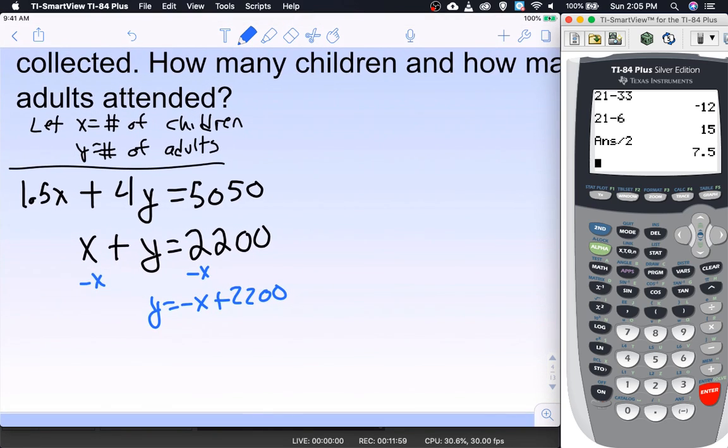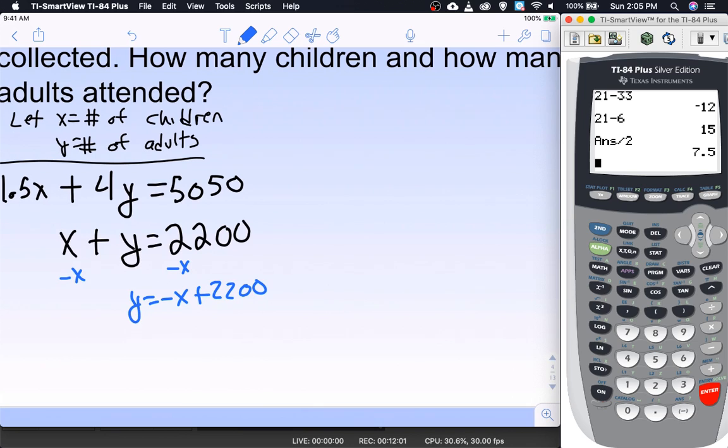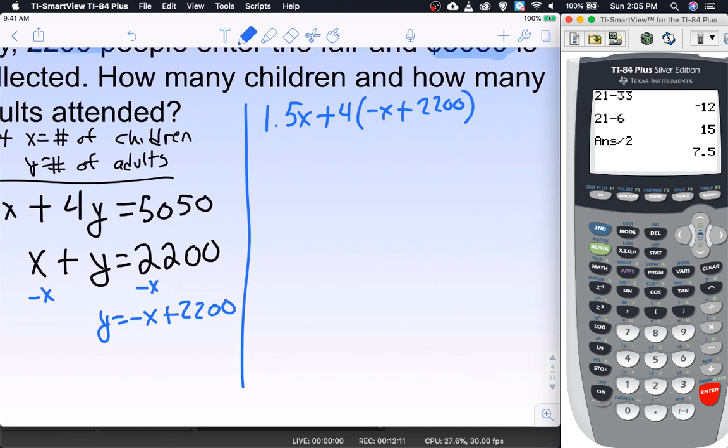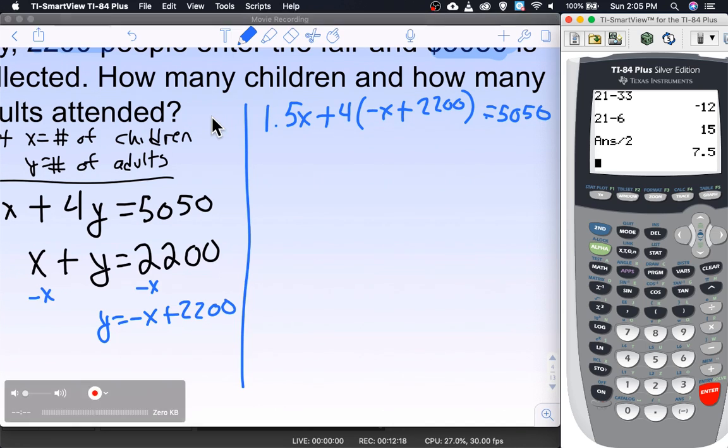I'm going to do it off to the side because I have space. So 1.5x plus 4 times negative x plus 2200 equals 5050. It's a fairly ugly equation. I mean, it's fairly long. I have to distribute and combine stuff, but overall, it's just a normal equation, so it's not too bad.